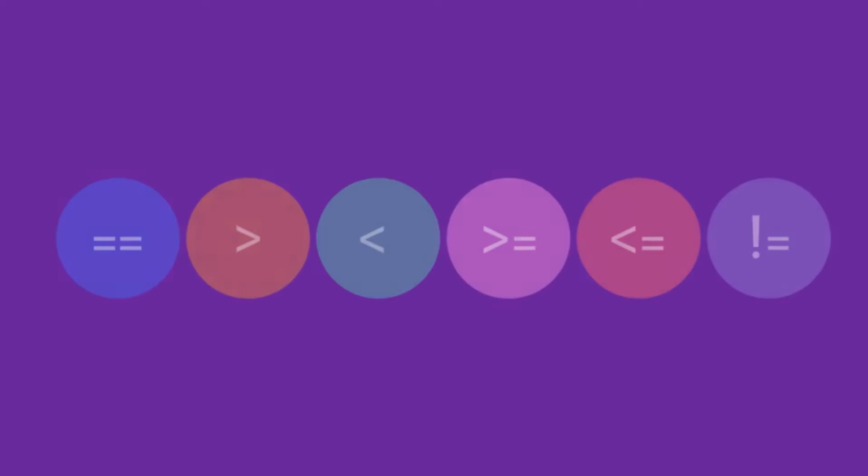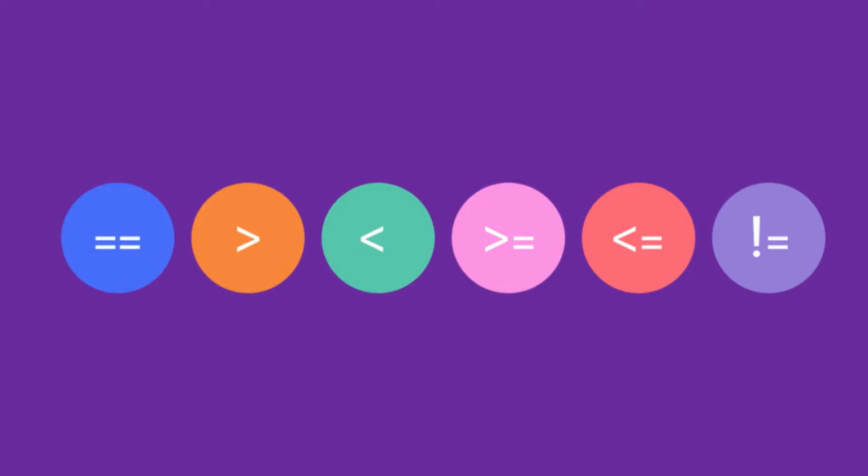Now let's look at comparison operators in detail. So far we have used only equal to and greater than operators in if-else statements. These operators are used to compare two values. Here is the list of all comparison operators which we can use. These are equal to, greater than, less than, greater than or equal to, less than or equal to, and not equal to. Let's understand these operators one by one by taking an example.